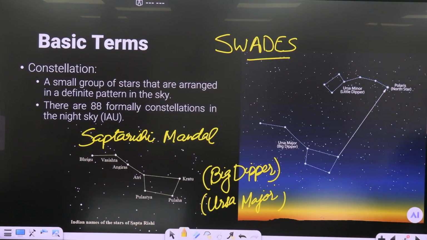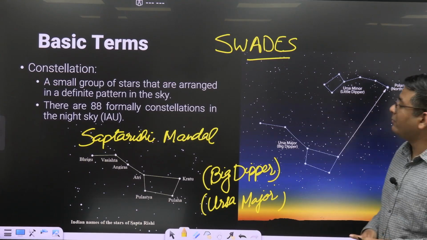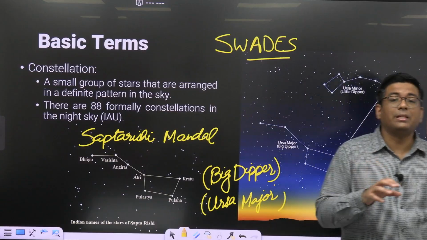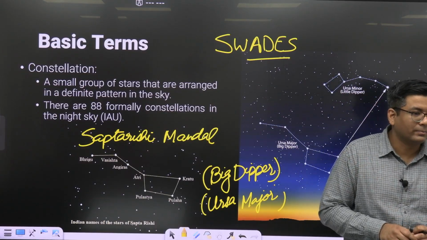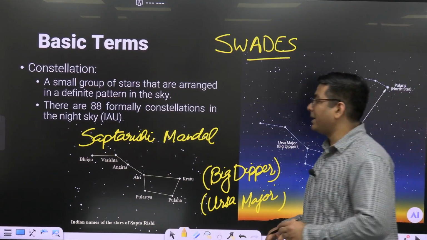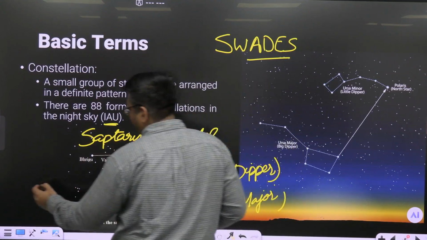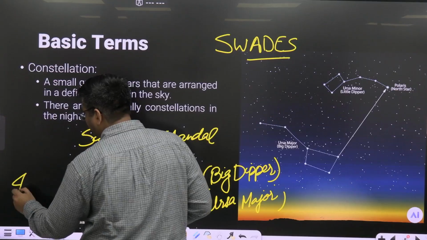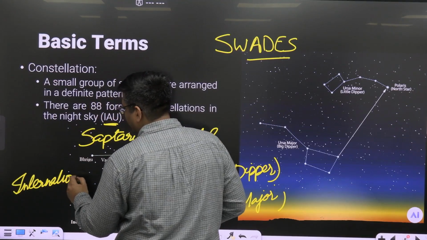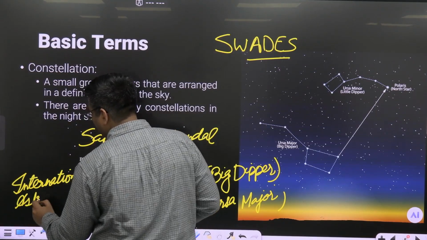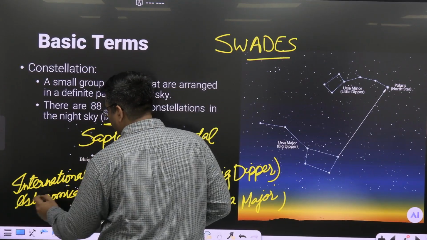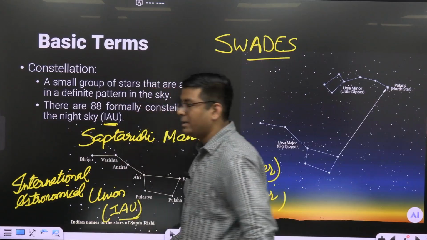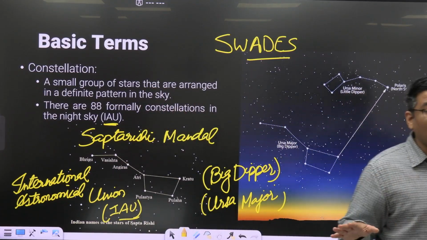So that is how we have 88 such constellations that have been formally recognized. They have been formally recognized as the constellations which are seen throughout the earth by various sky gazers. Now this formal recognition is given by another international body that is known as the International Astronomical Union, IAU.